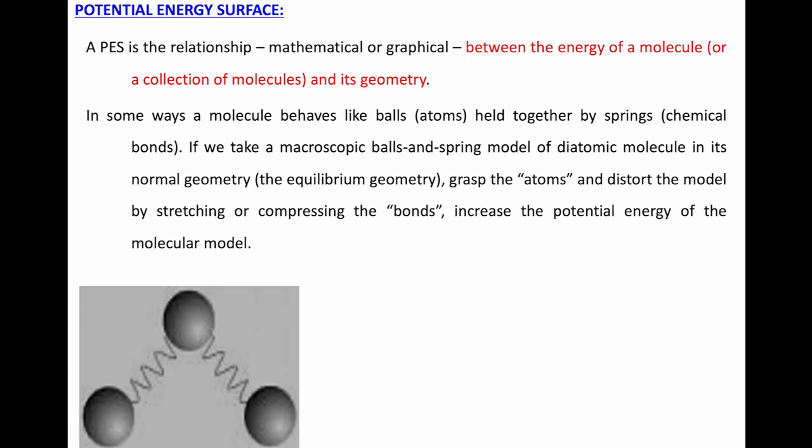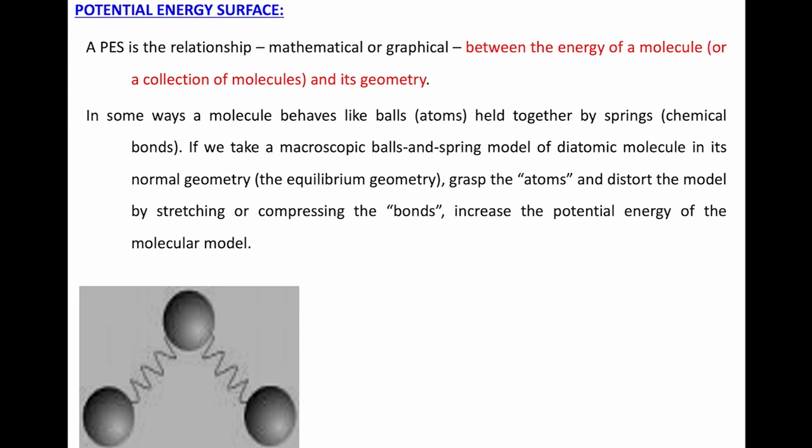For example, if we consider a molecule, here is an example of an H2O molecule. Here the center is oxygen and two hydrogen atoms are attached to this oxygen. The bond between the oxygen and hydrogen is considered as a spring, and the atoms are considered as balls. If we take a macroscopic balls and spring model of a diatomic or triatomic molecule in its normal geometry, that means it's in an equilibrium condition.